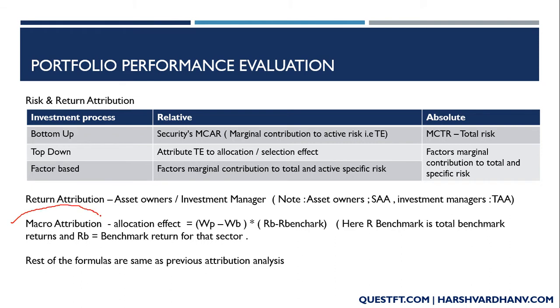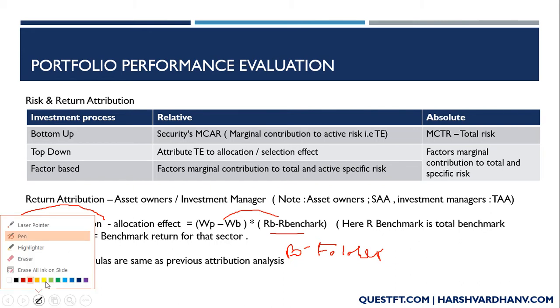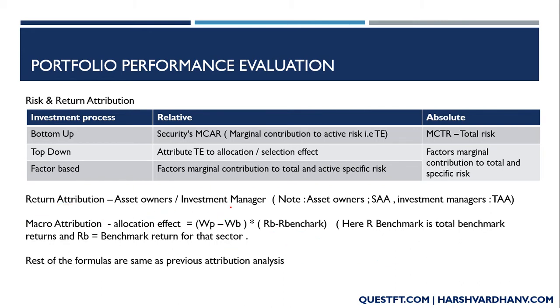So when you're doing a macro attribution, there's one change in the formula that we had seen earlier in the Brinson method. This is also the Brinson method, but another person contributed to it, the Brinson-Fachler method. The only change you need to notice is that the allocation effect is WP minus WB into RB, that is the return of the benchmark. Over here you deduct the benchmark return.